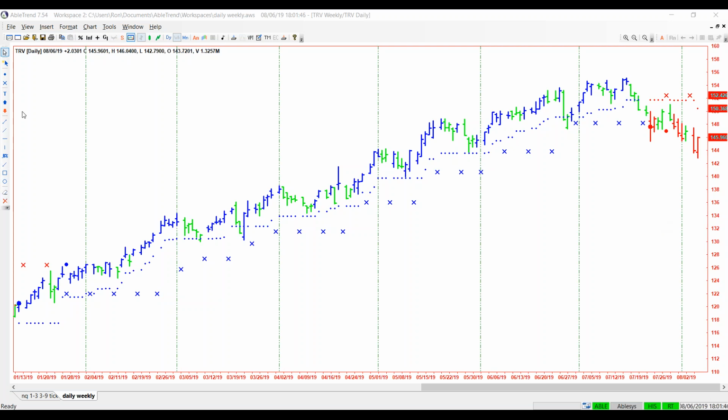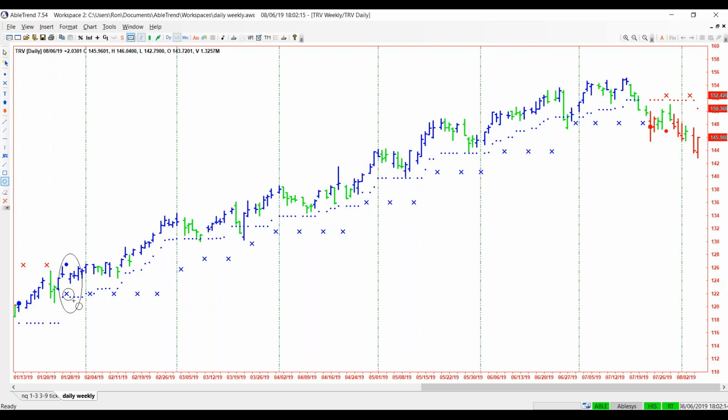The way we use it is we simply go with a blue bar, blue dot, and a blue X, which would be right here. That's exactly the first time they come together because it's the first blue X. So the blue X is a weekly chart. This is Travelers, it's stock. This is a daily, weekly chart. AbleTrend's accuracy is exactly the same, whether you trade futures or stocks or Forex or you day trade or swing trade, position trade, doesn't matter. It's exactly the same. It just depends on whatever you like to do.